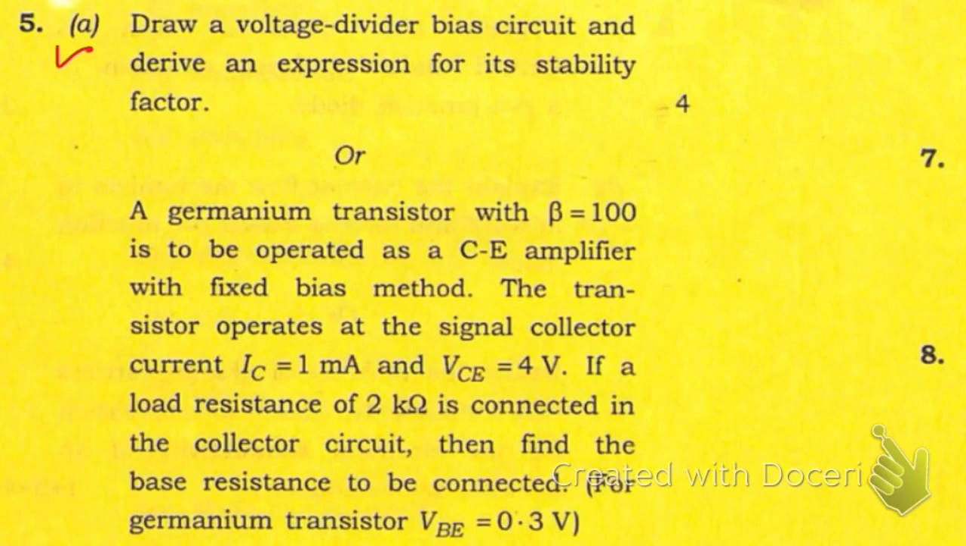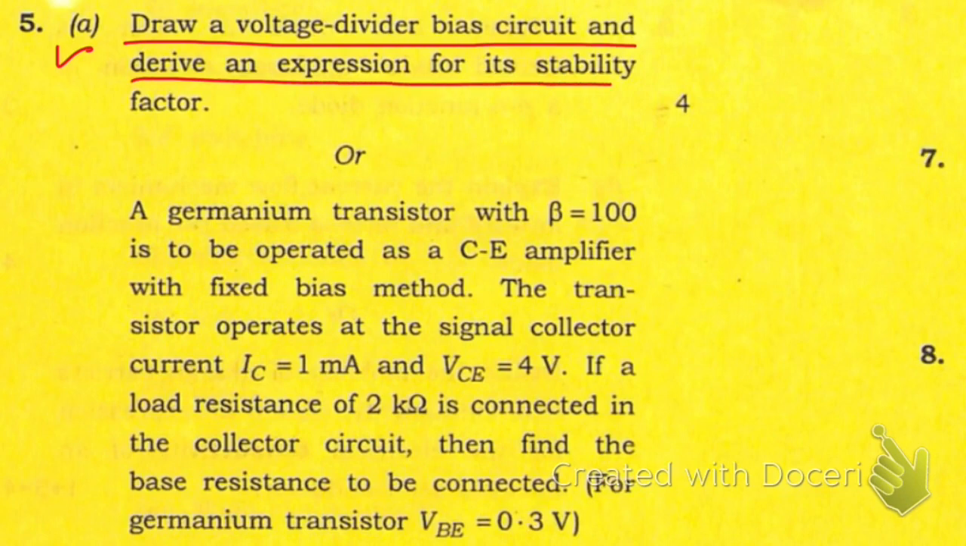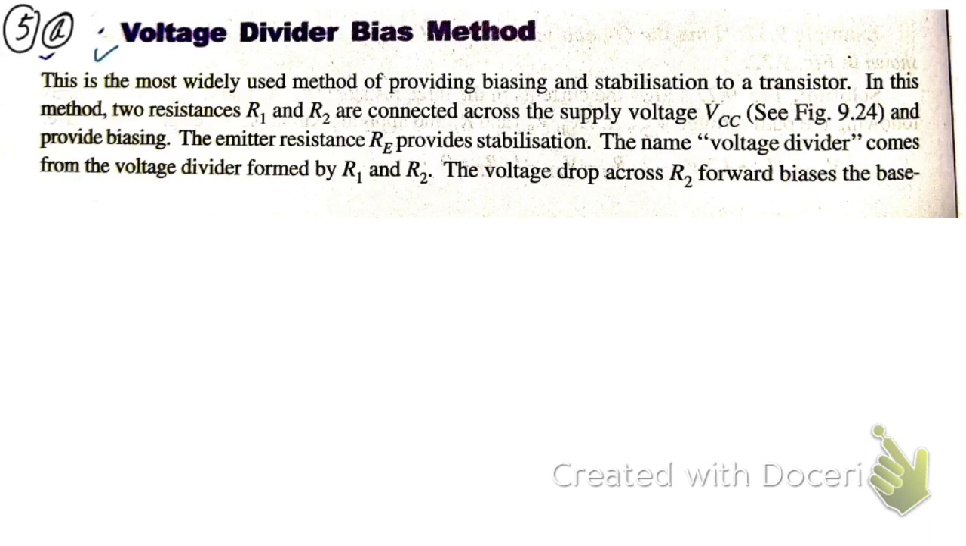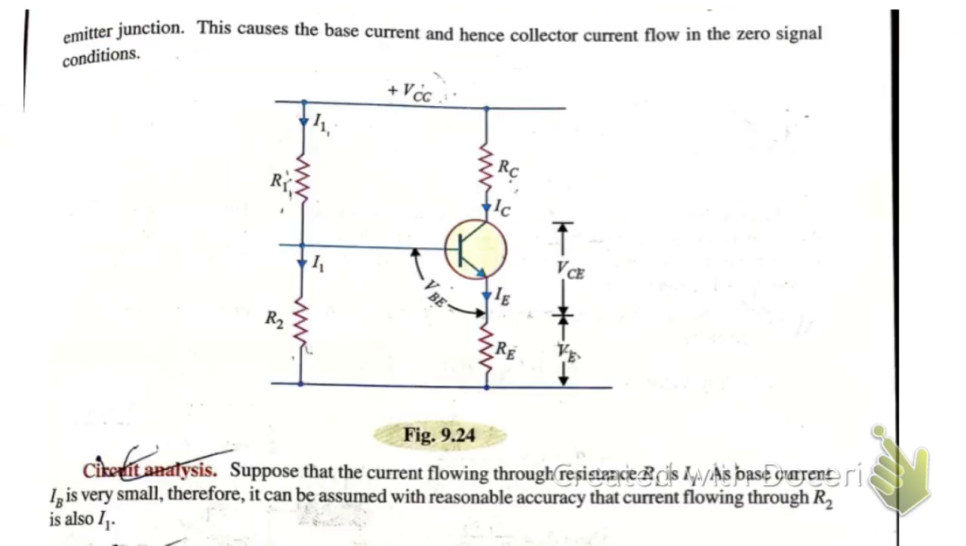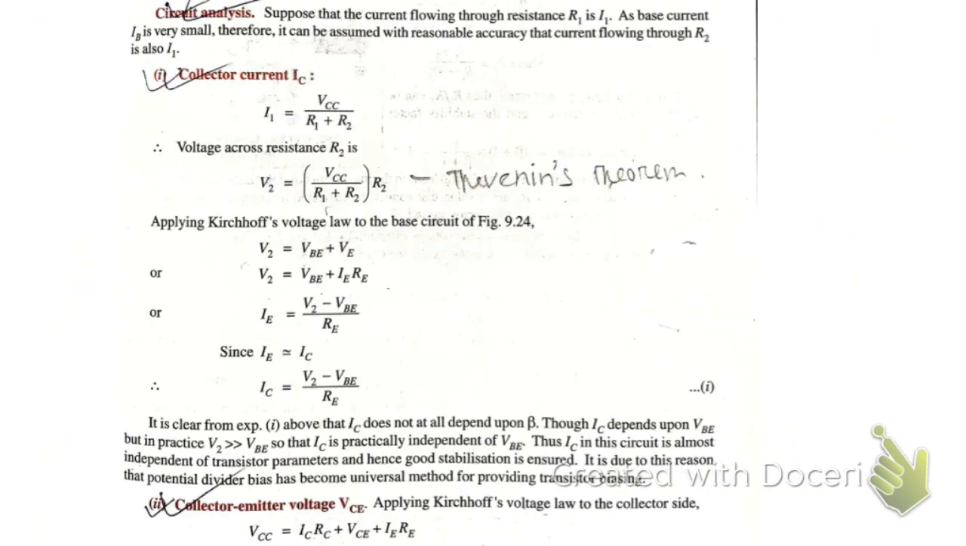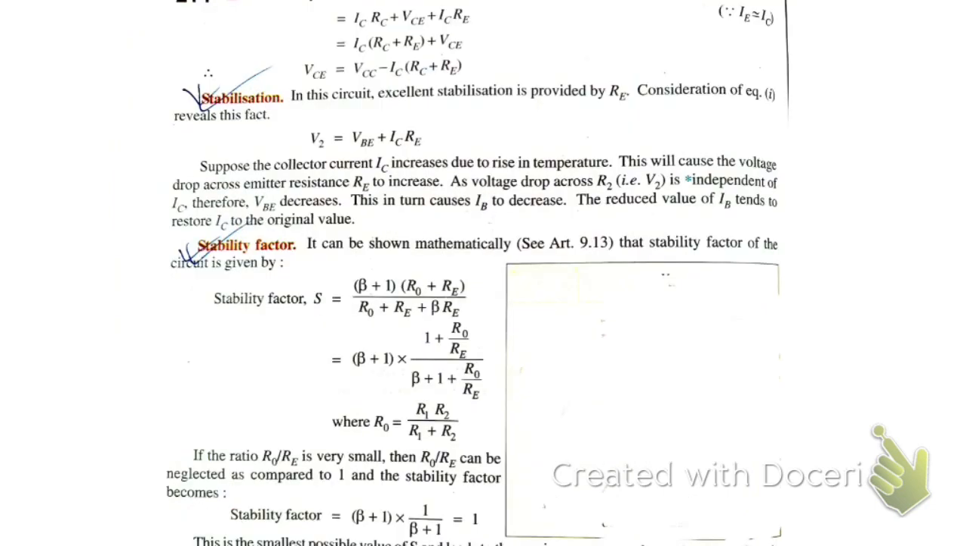So this is question number 5. Draw a voltage divider bias circuit and derive an expression for its stability factor. Let me give you the answer here. This is the 5A answer. It starts from here. Take the screenshot, and this is the next slide. Then this one, this is the last slide. Now let's move on to the next question.